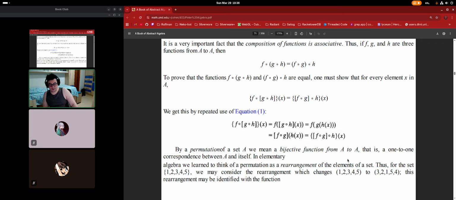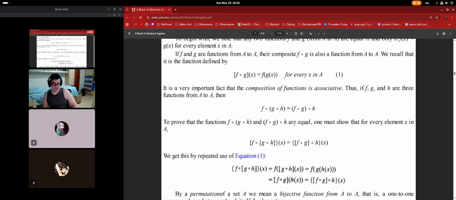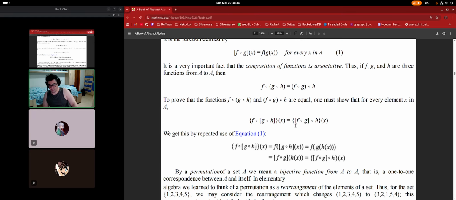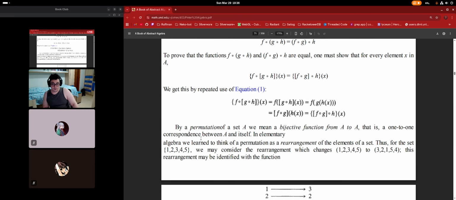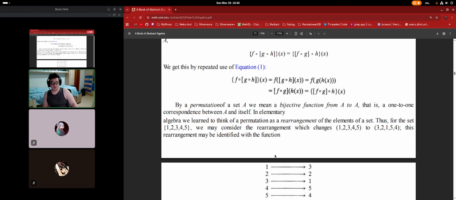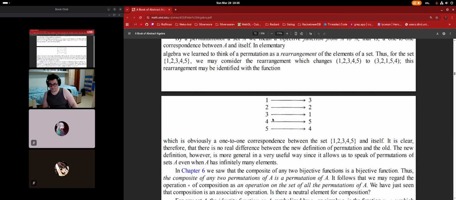Okay, so bijective means injective and surjective. Injective means that each one of the elements in the domain is being mapped to a different element of the range. And surjective means that all the elements of the range are being used. In elementary algebra, we learn to think of a permutation as a rearrangement of the elements of a set. Thus, for the set 1, 2, 3, 4, 5, we may consider the arrangement which changes that to 3, 2, 1, 5, 4.